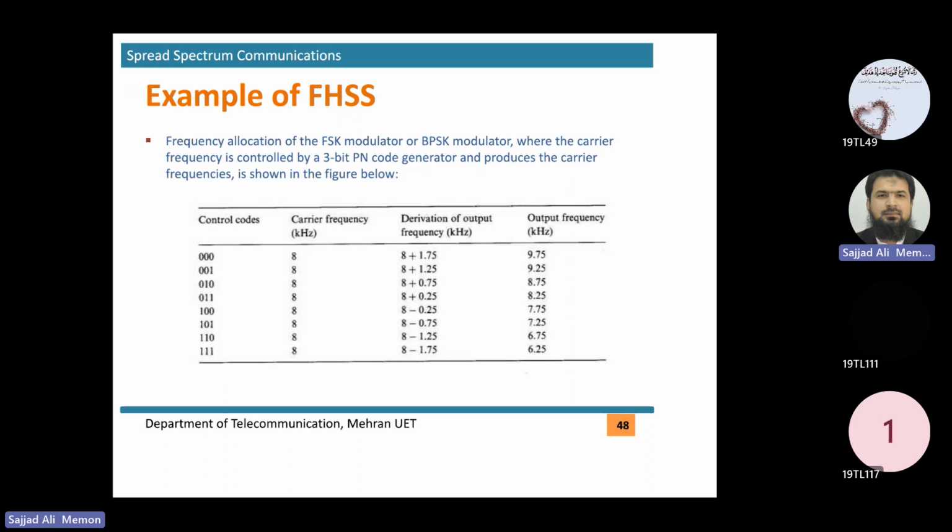Example of an FHSS frequency allocation of the FSK modulator or BPSK modulator, where the carrier frequency is controlled by a 3-bit PN code generator and produces the carrier frequency, as shown in the figure. So the control codes are given as 3-bit codes. Carrier frequency is 8 kilohertz, with deviation output frequencies 1.75, 1.25, 0.75, and again 0.25. So the output frequency is 9.75. That is the information that we are transmitting.